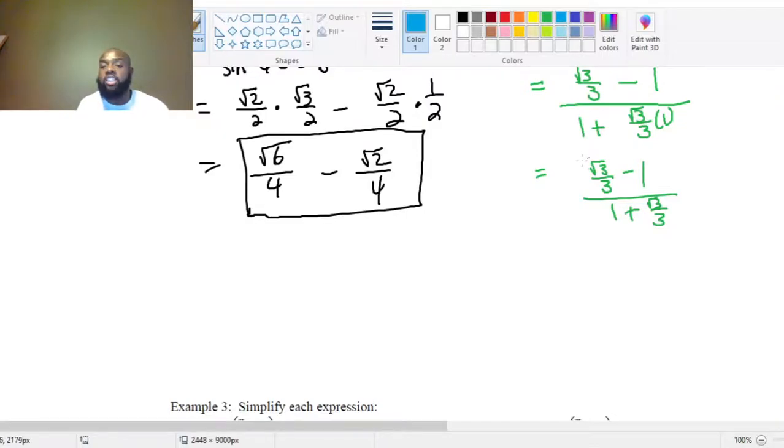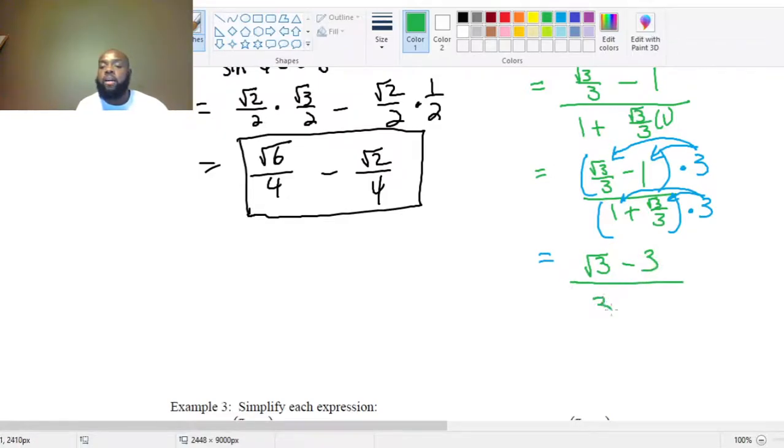Now, this is not very simplified, right? This is a complex fraction, and so one of the things we want to do is multiply the numerator and the denominator by the LCD. The LCD of all of those fractions within that complex fraction is 3. Notice we have to distribute this 3 here and to here, and we're going to distribute this 3 to here and here. When you distribute it to the fraction, the 3's are going to cancel, and so you're going to get just the square root of 3. 1 times 3 is 3.